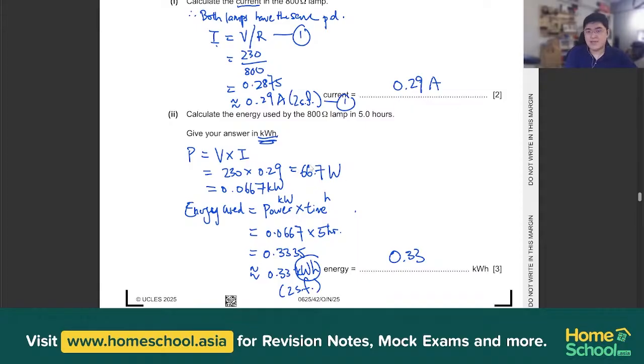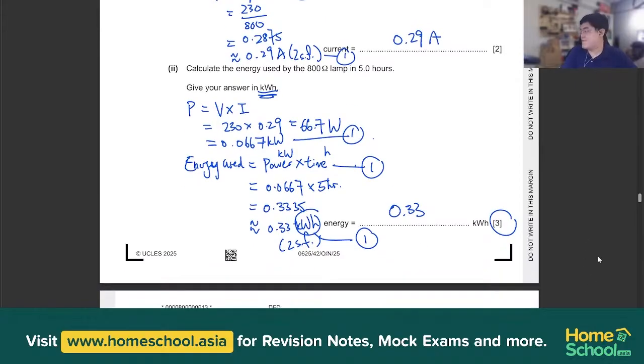As for the mark allocation, this is a 3-mark question. First, writing down power over here and writing it in kilowatts gets you 1 mark. Writing down energy is equal to power multiplied by time gets you another mark. And getting the correct number over here gets you the third and final mark for this question. Easy, isn't it? Right?